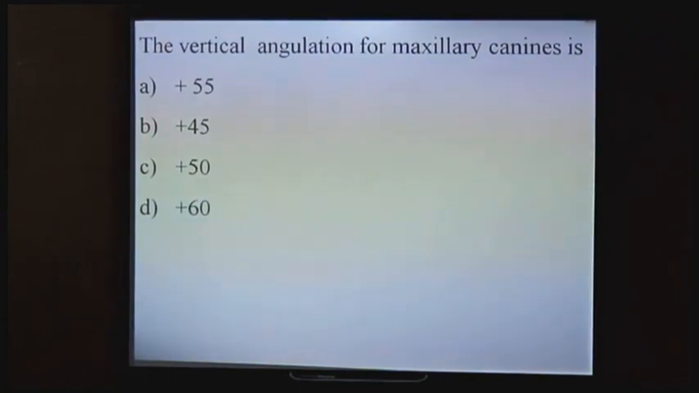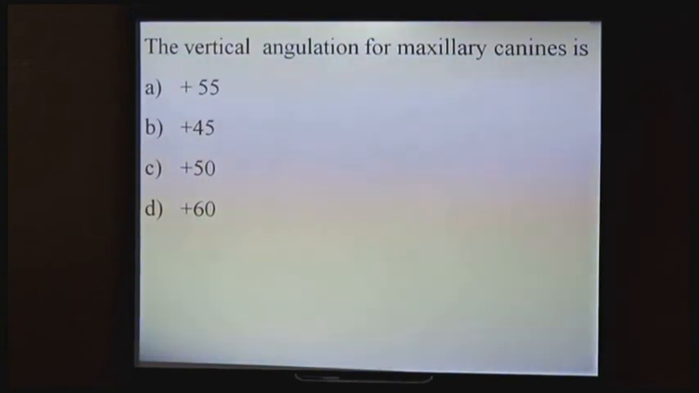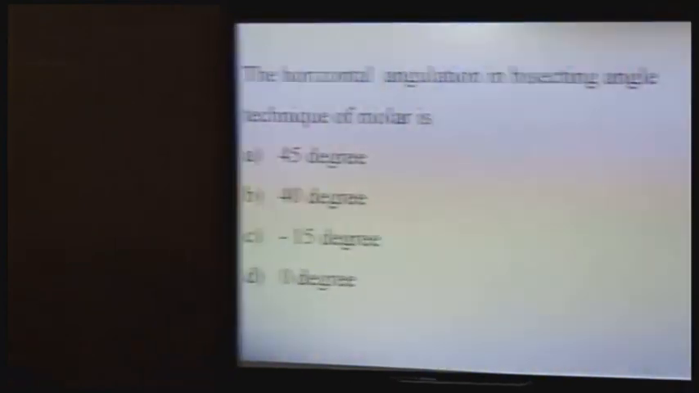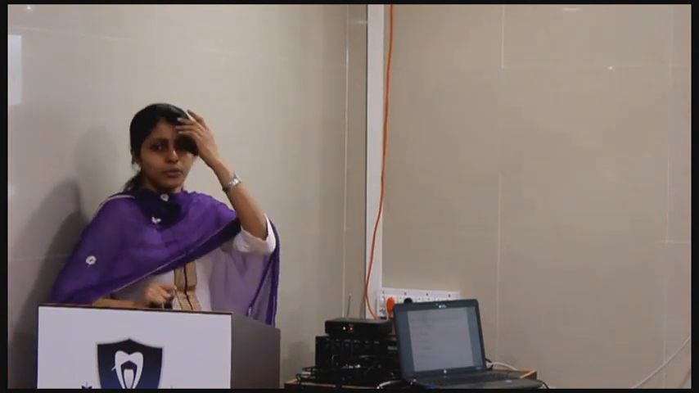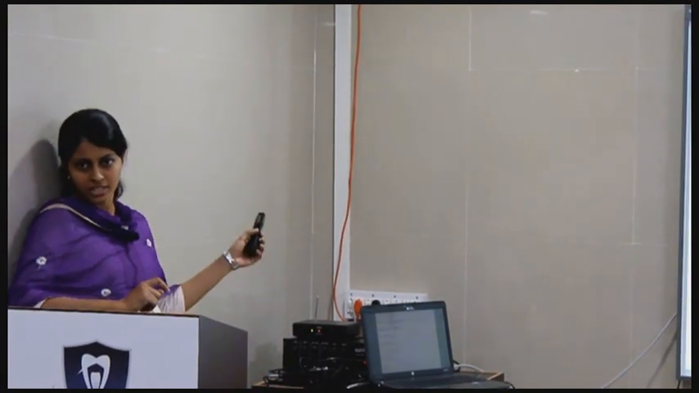The vertical angulation for maxillary canines is B? Okay. That is for lateral incisor. 40, 45, 50. The horizontal angulation in bisecting angle technique of molar is D. Any other answer? The horizontal angulation in bisecting angle technique for molar is the horizontal angulation for all the teeth is only 0. Molar is just to confuse you.